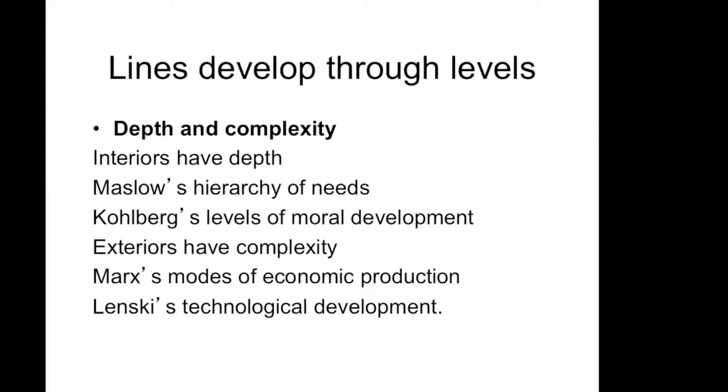Exteriors have complexity. That's the difference with the exteriors of the right-hand quadrants. They have complexity. So Marx's model of economic production goes from primitive communism up to feudalism, up to capitalism, up to socialism, up to communism. And then you've got Lenski's technological development, which I described a minute ago, up as far as agrarian, the plough. But you'd also have industrial, which would be like a tractor, and informational, which would be like a computer.